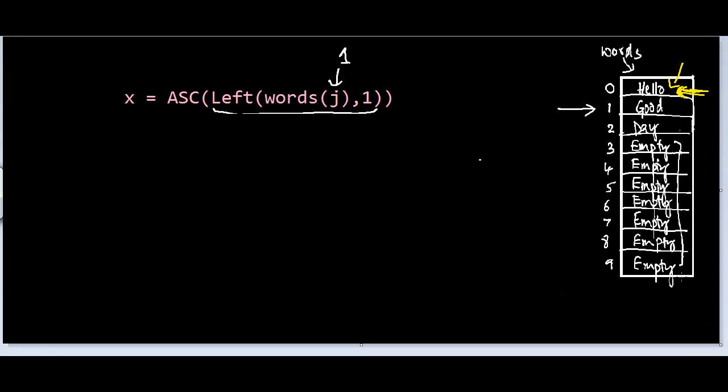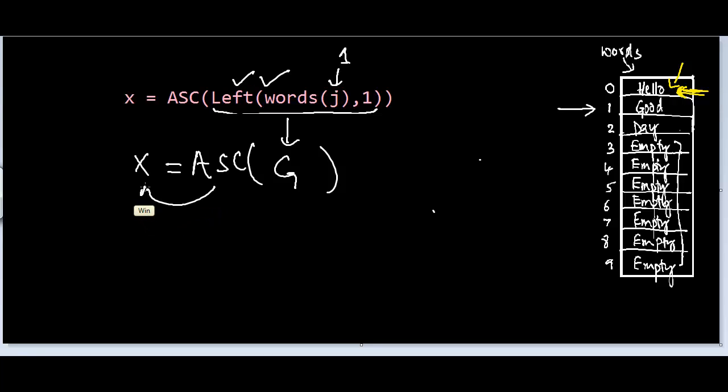So when j equals 1, this returns capital G, right? And once this Left function has executed, then the ASC function is going to execute, and the result is going to be stored into X. Remember that the ASCII code for capital G is 71. So once this ASC function executes, what's going to be stored into X is 71. So X will now become equal to 71.